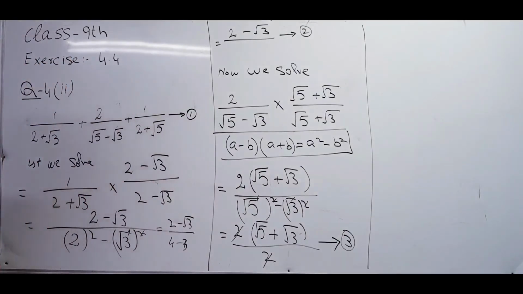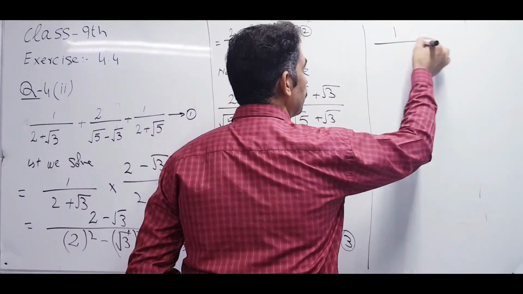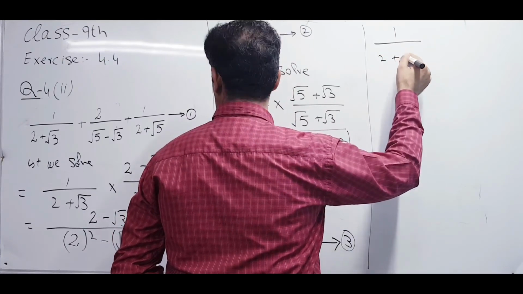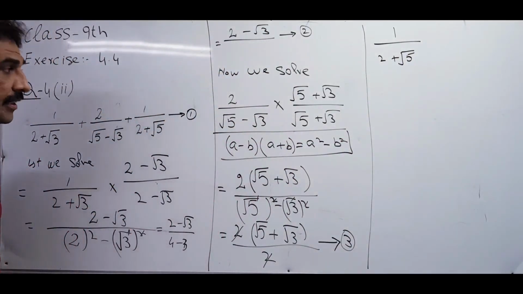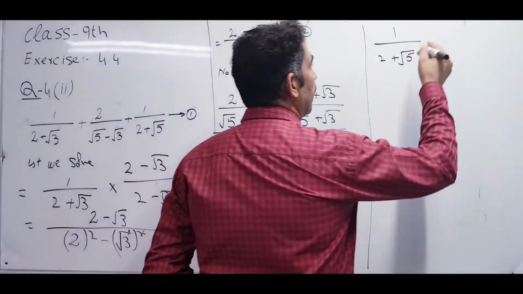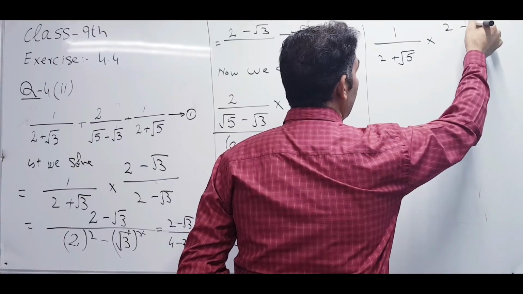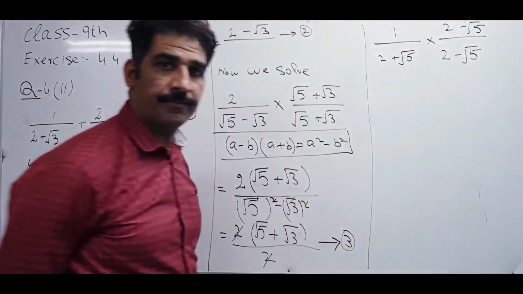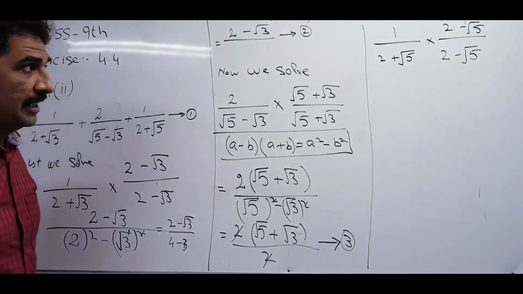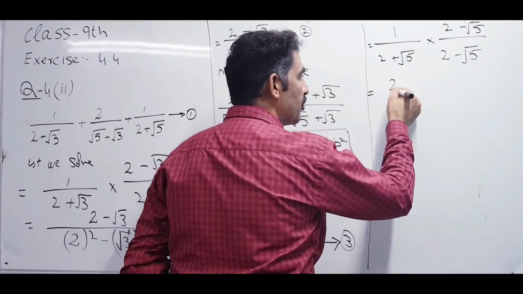We have solved 2 parts. Now we have to start to solve the third part. Good. 1 over 2 plus root 5. And what is its opposite side conjugate? 2 minus root 5 over 2 minus root 5, right? Good. When we solve the denominator, the numerator will remain the same because only 1 is multiplied, so no change.